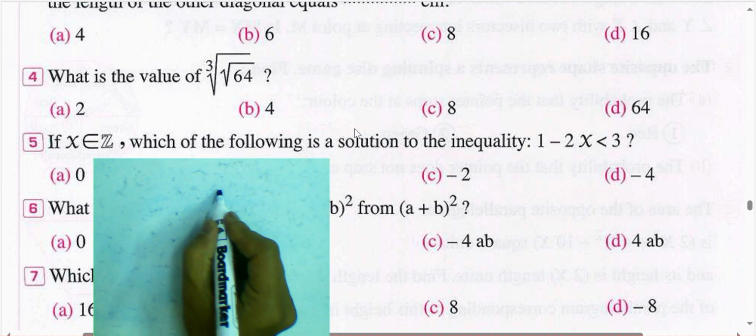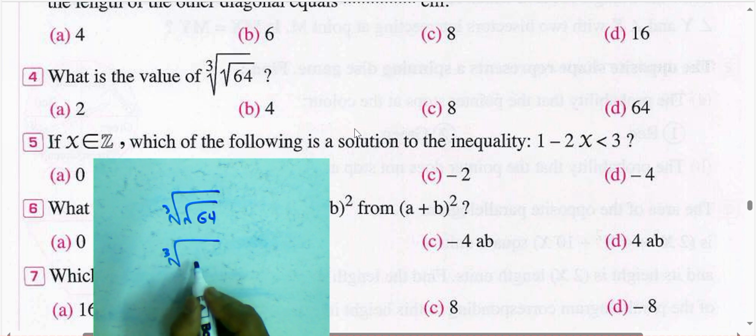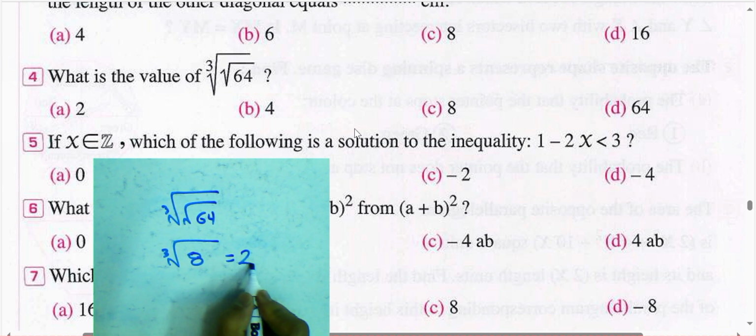Next question, we want to find the cubic root of the square root of 64. The square root of 64 equals 8. The cubic root of 8 equals 2.